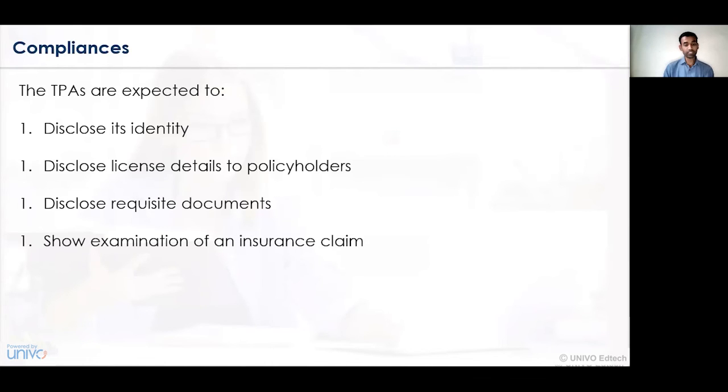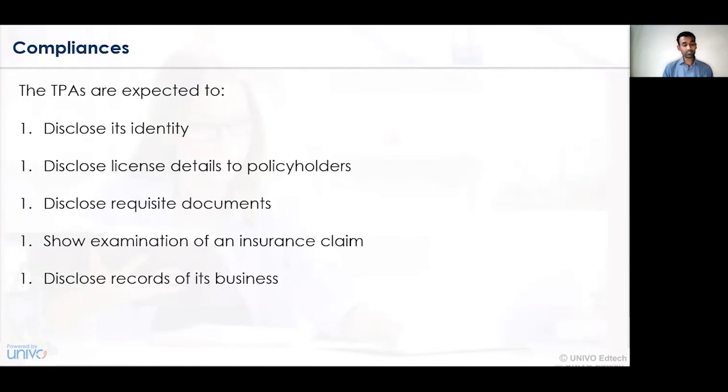Next is showing the examination of an insurance claim. A proper examination and disclosure of the insurance claim needs to be provided, and accordingly the insurance company must state what rules, regulations, and guidelines they have fulfilled and how the claim finalization process has been undertaken.